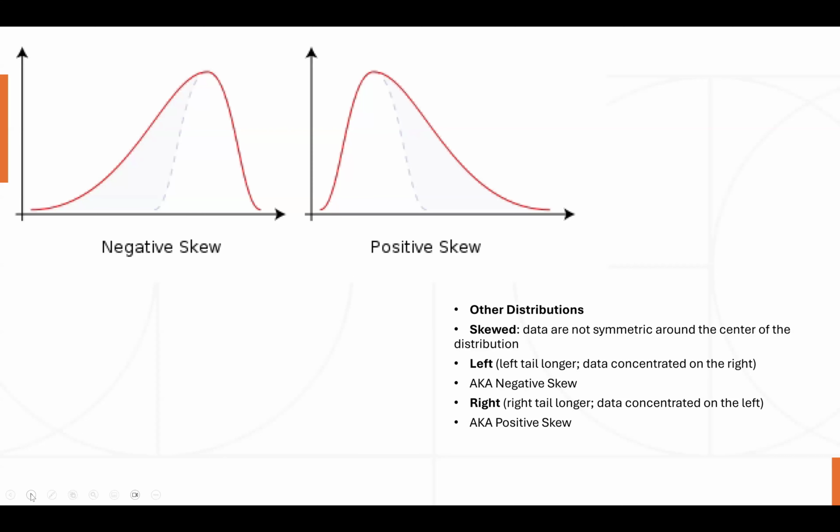Then we have negative and positive skews, where you see on a negative skew, most of the data are not symmetric, and the left tail is way longer, meaning most of the data is on the right, and a positive skew is where most of the data is on the left, and the right tail is really long.